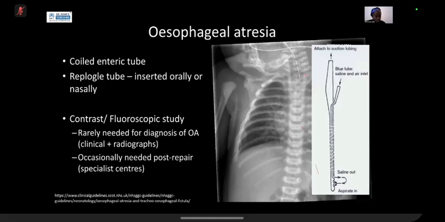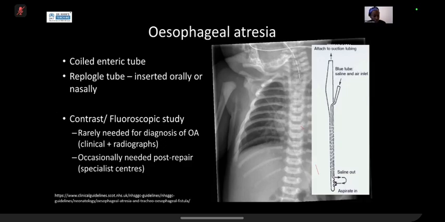And basically it's a double lumen tube, and it goes into the proximal pouch and it drains the proximal pouch. It helps because the patient will be swallowing their secretions all the time, so they need to have that drained. So that's what the Replogle tube does. It just drains that blind ending atretic segment. And it's either inserted orally or nasally into the patient's esophagus.